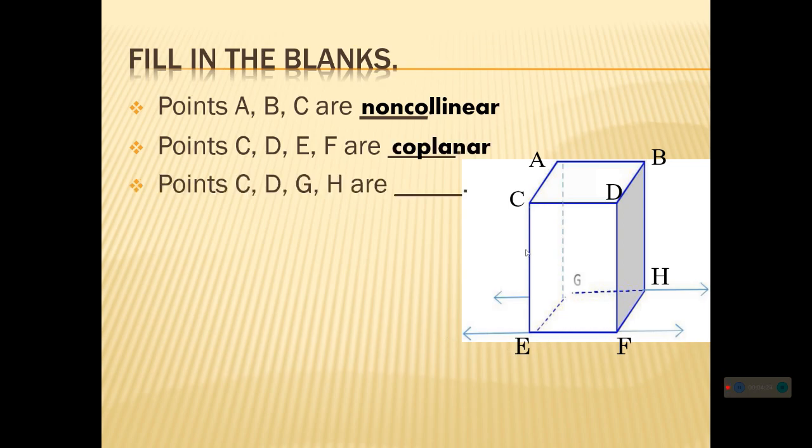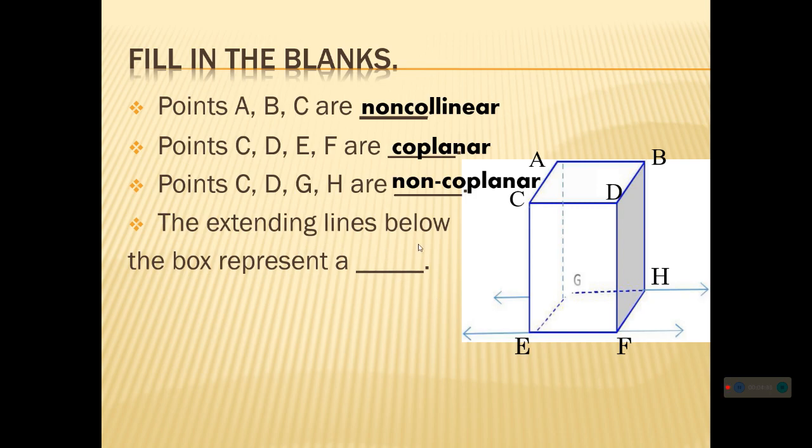Next, points C, D, G, H are blank. They are non-coplanar, correct. And for the last, the extending lines below the box represent a blank. As you have seen, we have here the extending lines, that's why we have arrows on both ends of the line. The extending lines represent a line. That's correct.